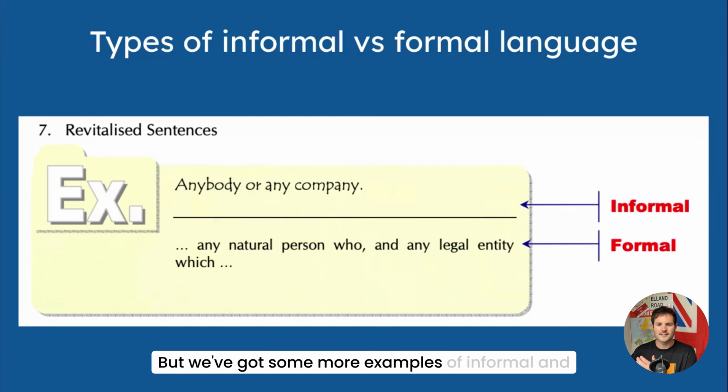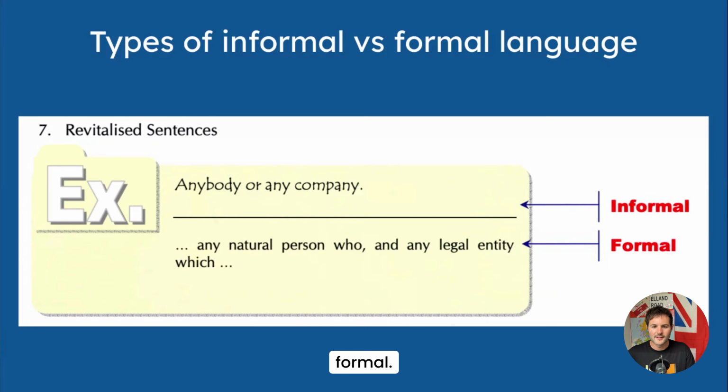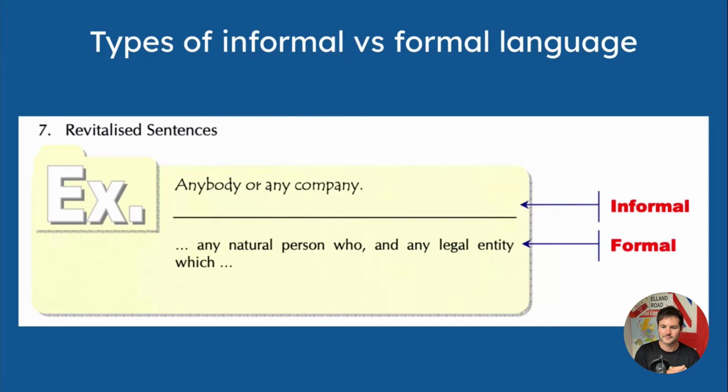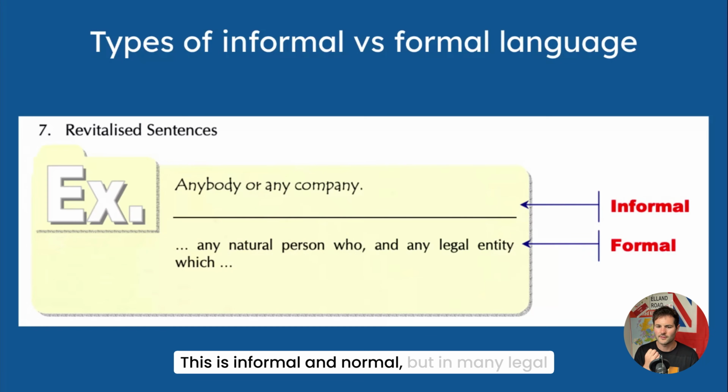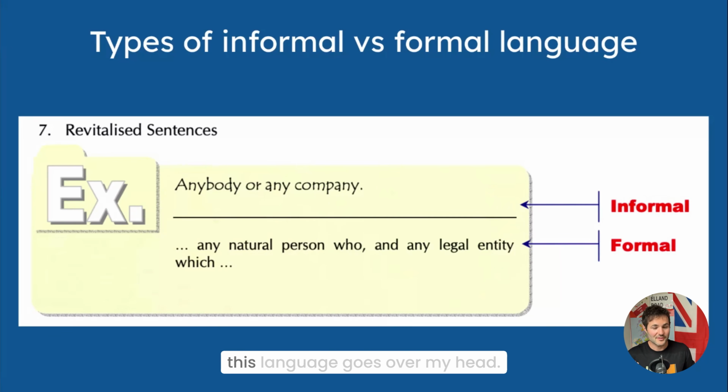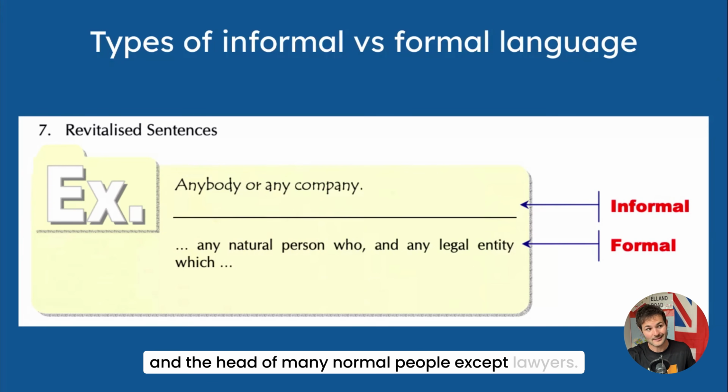But we've got some more examples of informal and formal. This next one is relativized sentences. For example, "anybody or any company" is informal and normal, but in many legal contexts, you might see a phrase like "any natural person who" and "any legal entity which." So when it comes to drafting contracts and speaking about law, we tend to be quite formal. But a lot of this language goes over my head and the head of many normal people, except lawyers.